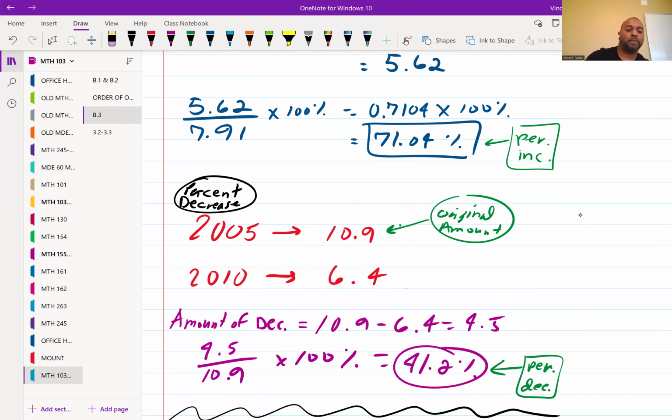And then times about 100 will give you 41.2%. So once again, the process is: take your two numbers, subtract them from each other, divide by the original amount, whatever the original amount is, and then multiply it times 100. And that will be your percent, whether it be increase or decrease.